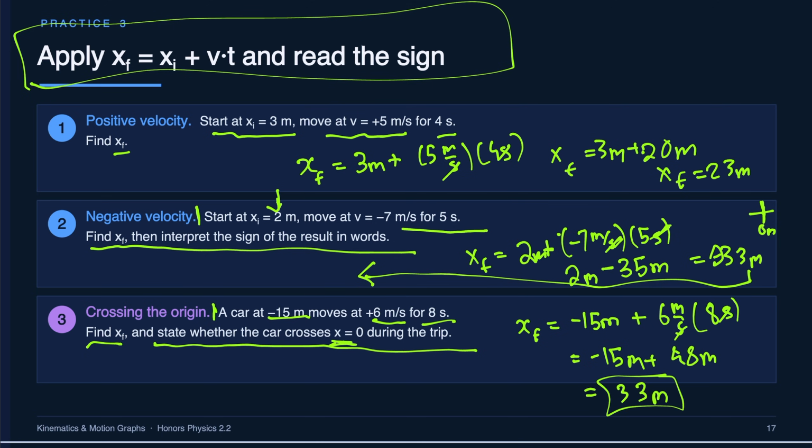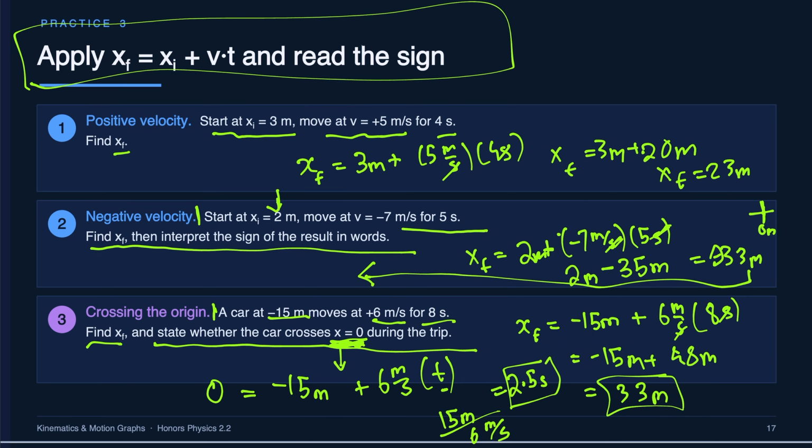But I have another question for you. How would you find the time that you crossed x equals 0? Think about it for a sec. You know that the final position is 0, right? So instead of saying xf, you can say 0 equals x initial, negative 15 meters, plus vt, 6 meters per second times t, but we don't know the time, which is what we'll figure out, right? I add 15 meters to both sides, and then I divide that by 6 meters per second, which leaves me with 2.5 seconds.